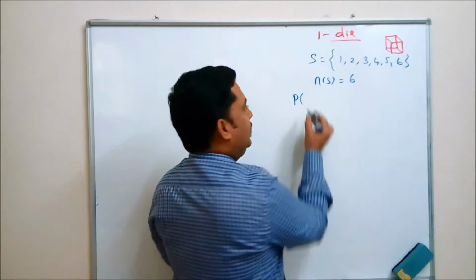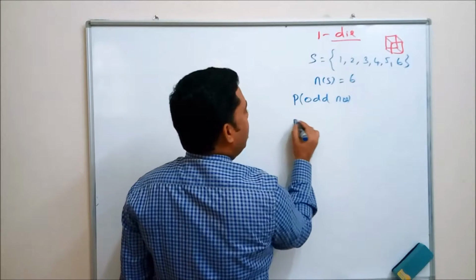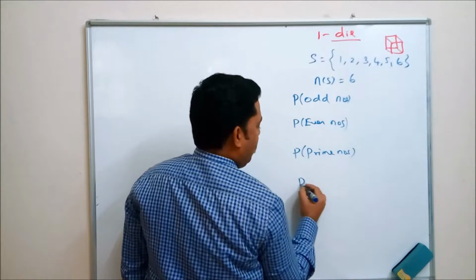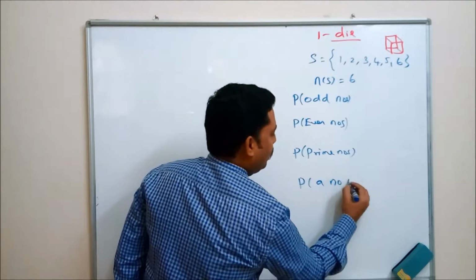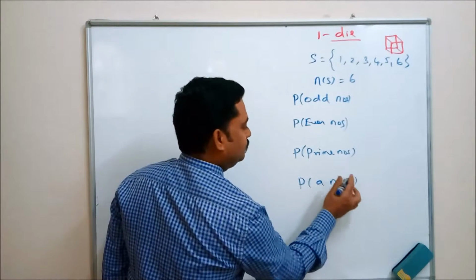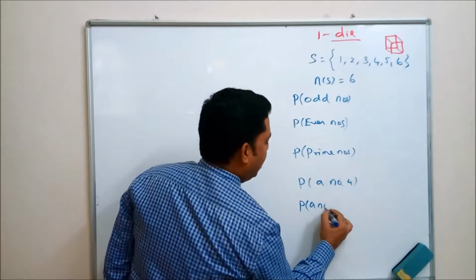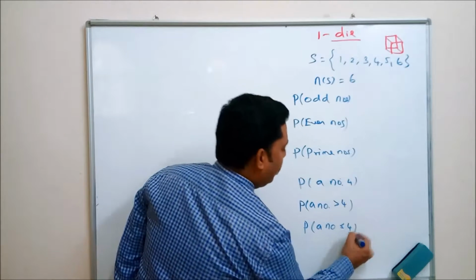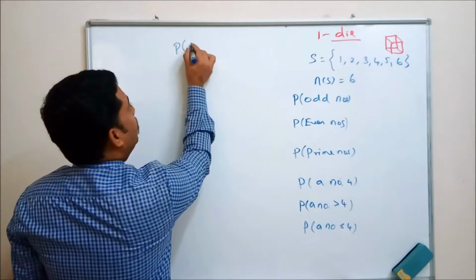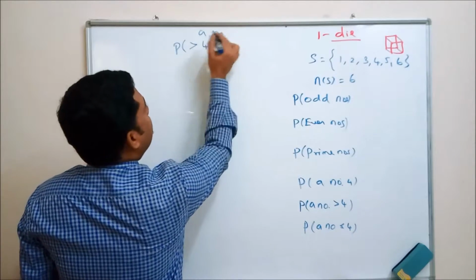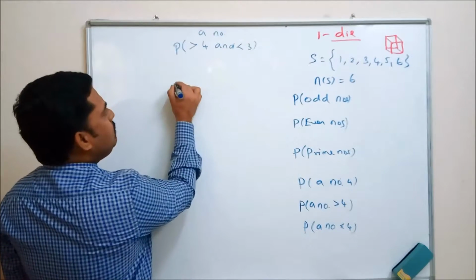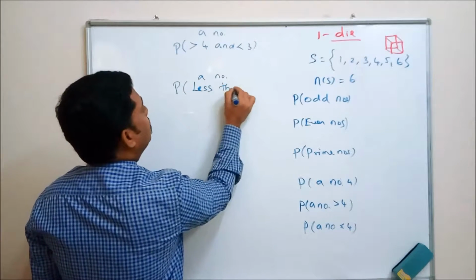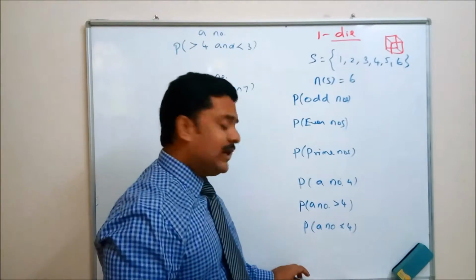What is the probability of getting an odd number? Probability of getting even numbers. Probability of getting prime numbers. Probability of getting a number 4. Probability of getting a number which is greater than 4. Probability of getting a number which is less than or equal to 4. Probability of getting a number greater than 4 and less than 3. Probability of getting a number which is less than 7. These are the questions we are going to answer right now.